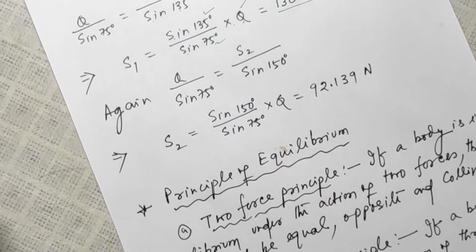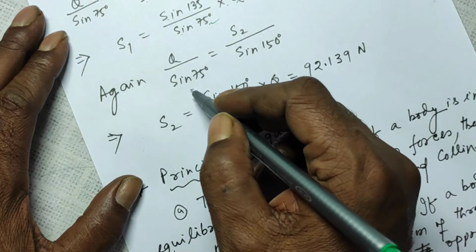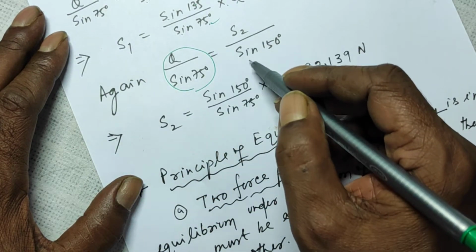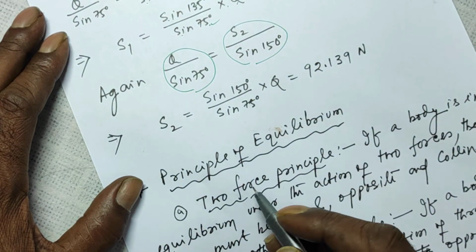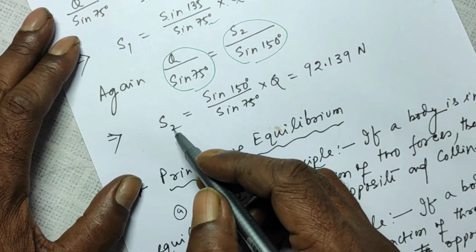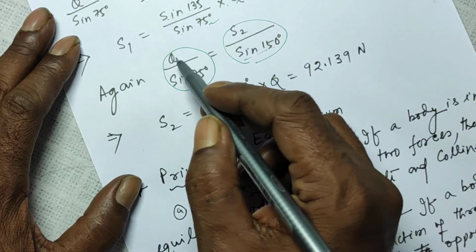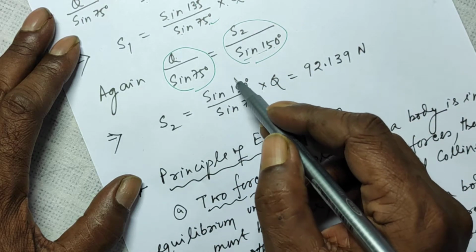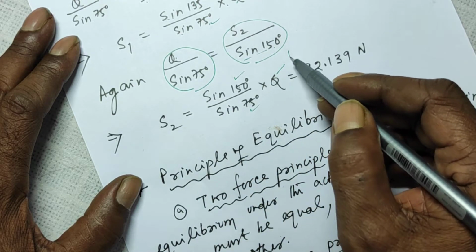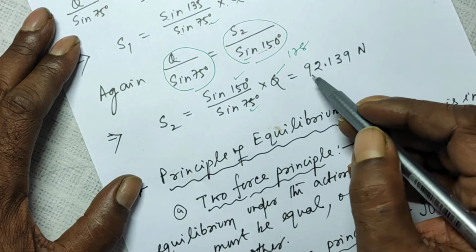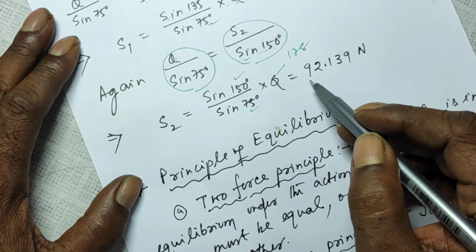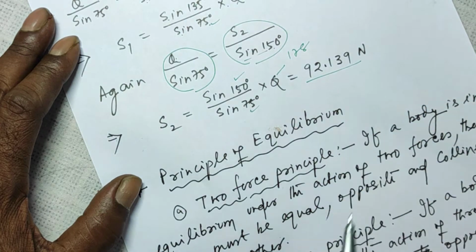Again, if you consider Q over sine 75 is S2 over sine 150 and cross multiply, S2 comes out to be sine 150, which was in the denominator, comes here in the numerator. Put the value of this and this, Q as 178, that is given, Newton. So use a scientific calculator, this comes out to be 92.139 Newton.